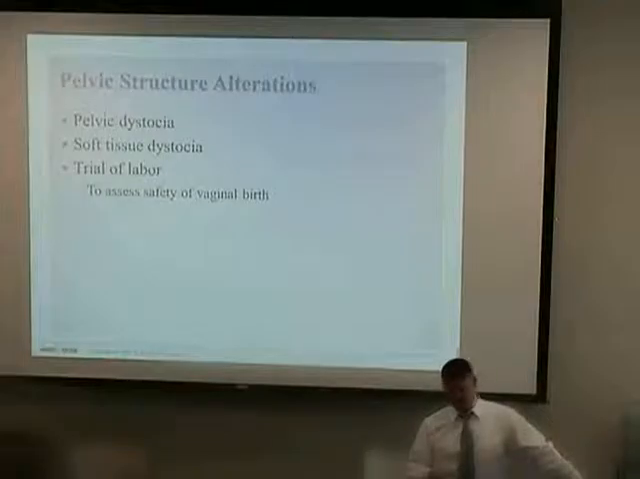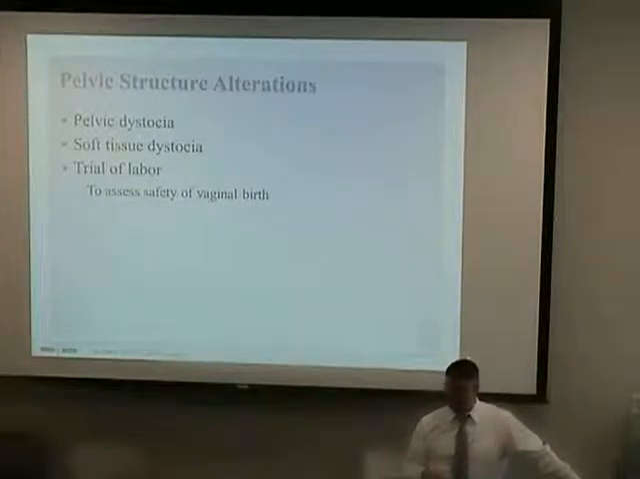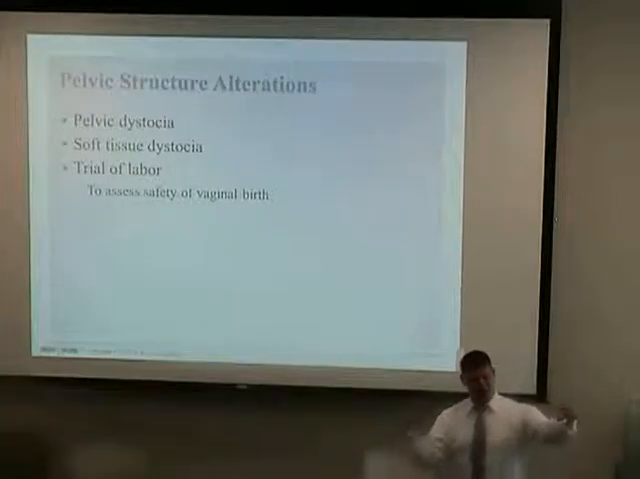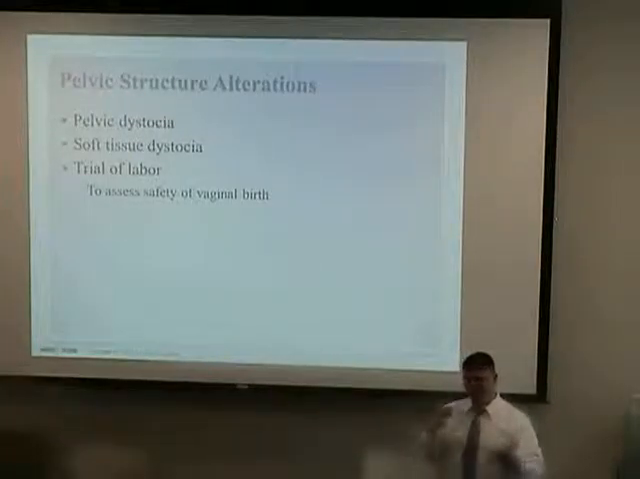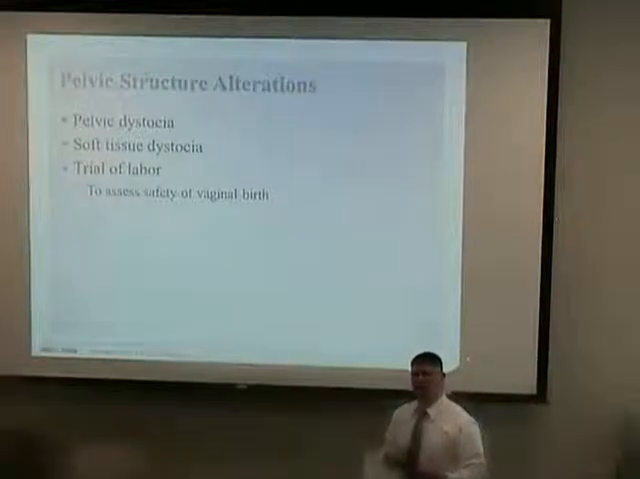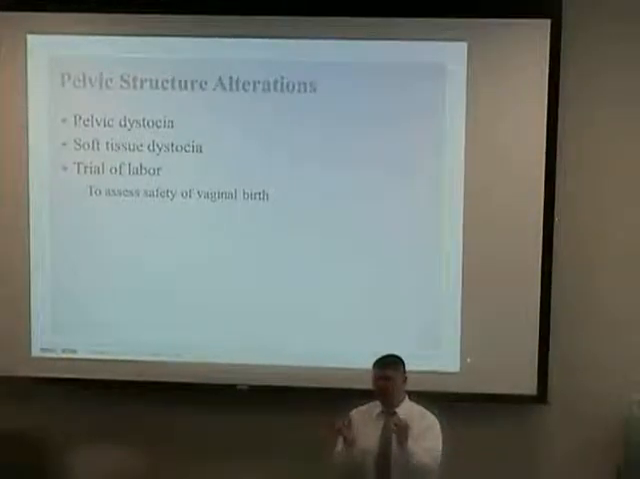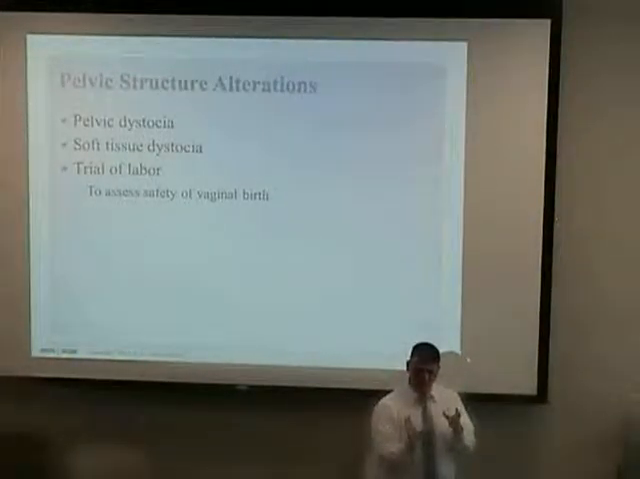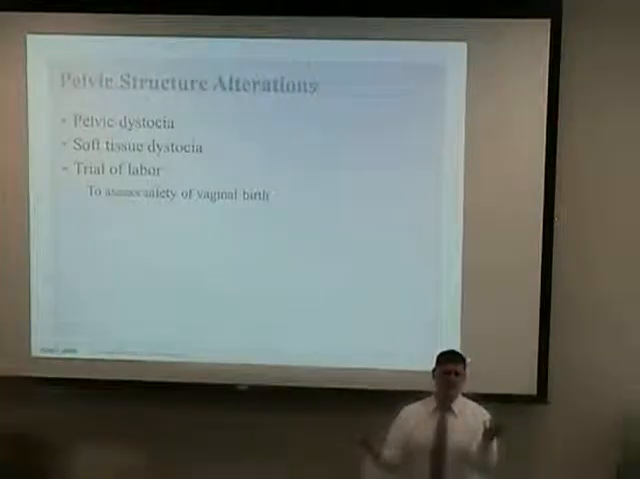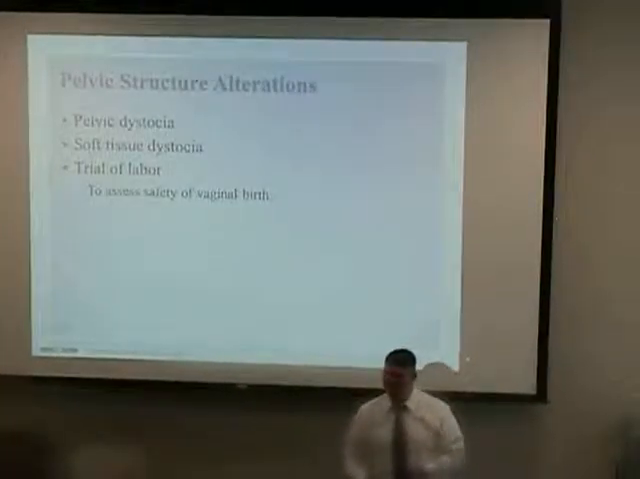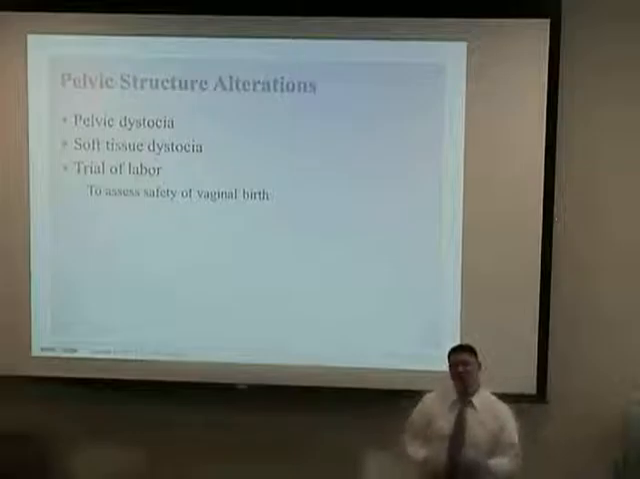It's usually adipose tissue. Heavier women with larger pelvises can have a hard time delivering because there's a lot of extra cushion in and around the pelvis, and they get what we call soft tissue dystocia. They can have trouble because there's more adipose tissue around there and it makes it a little more difficult. The good news about adipose tissue is you can push it out of the way. It kind of stretches and gets out of the way, but it's there.